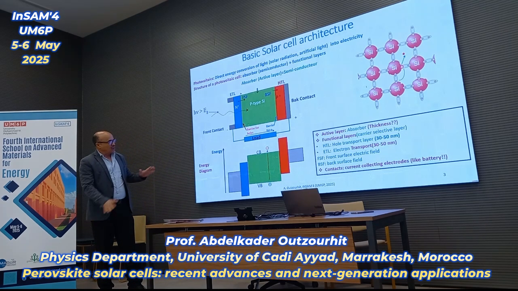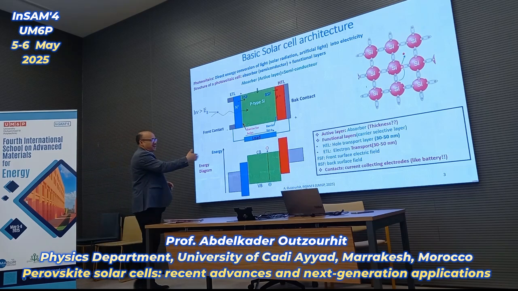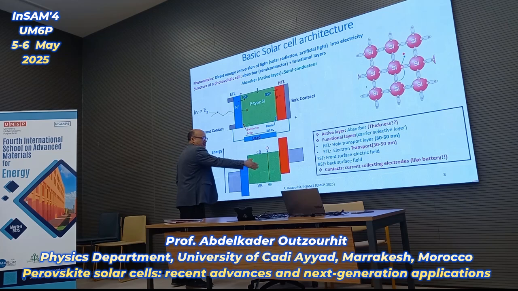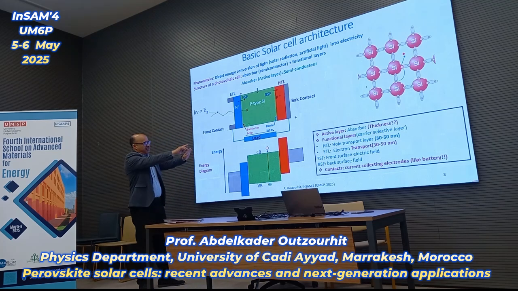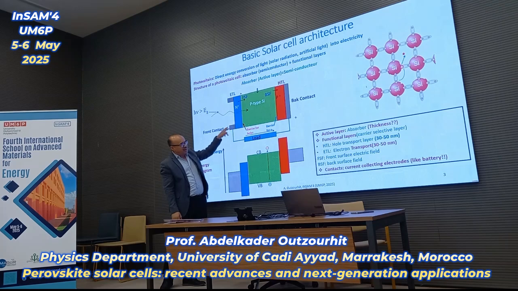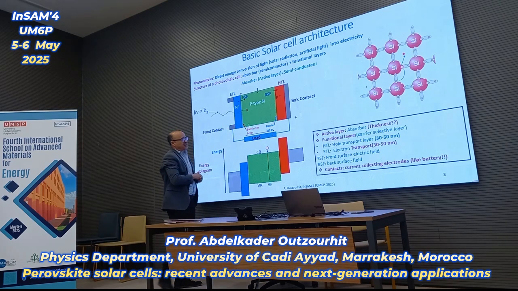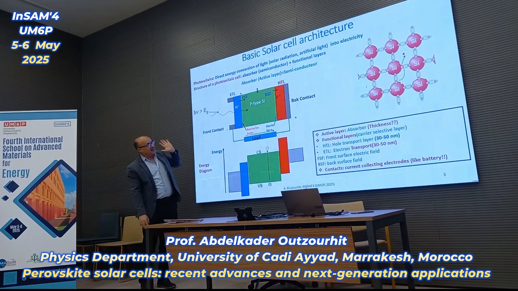So from the energy point of view, the solar cell is also designed this way to facilitate the separation of the electrons and holes. Then you collect them, and once the electron comes here, you have a potential difference that will drive a current in the external circuit. So basically, this is the solar cell.